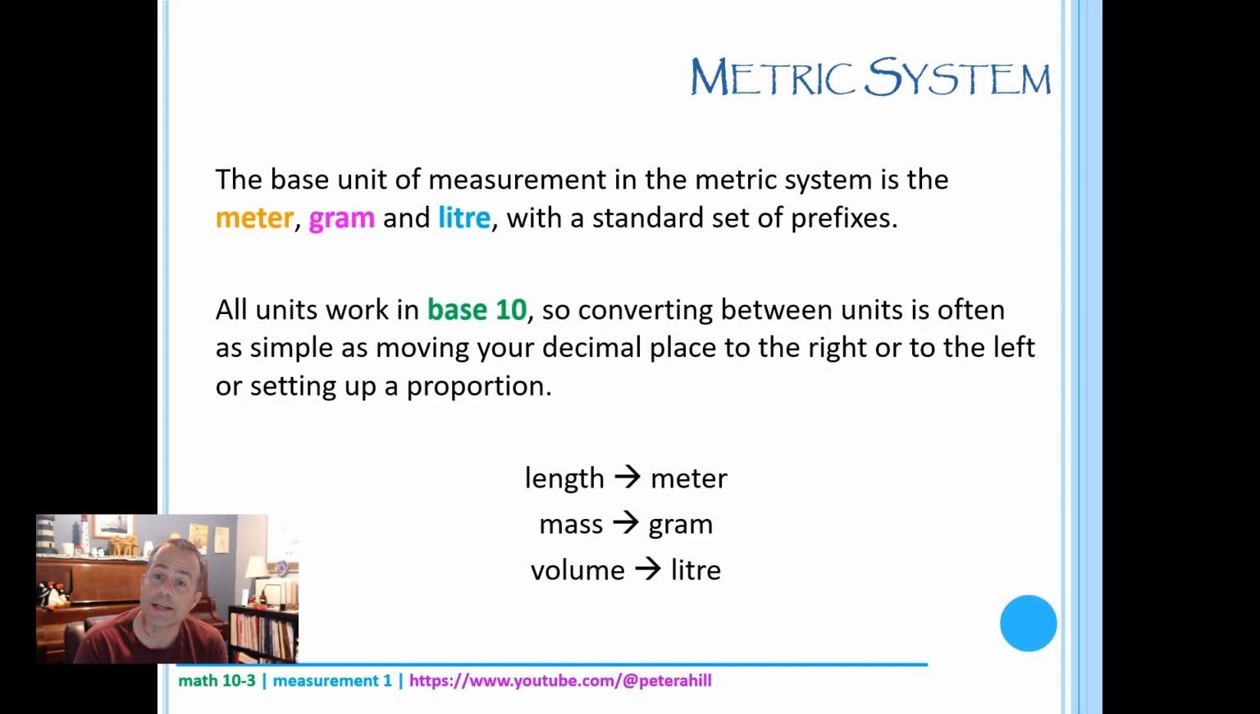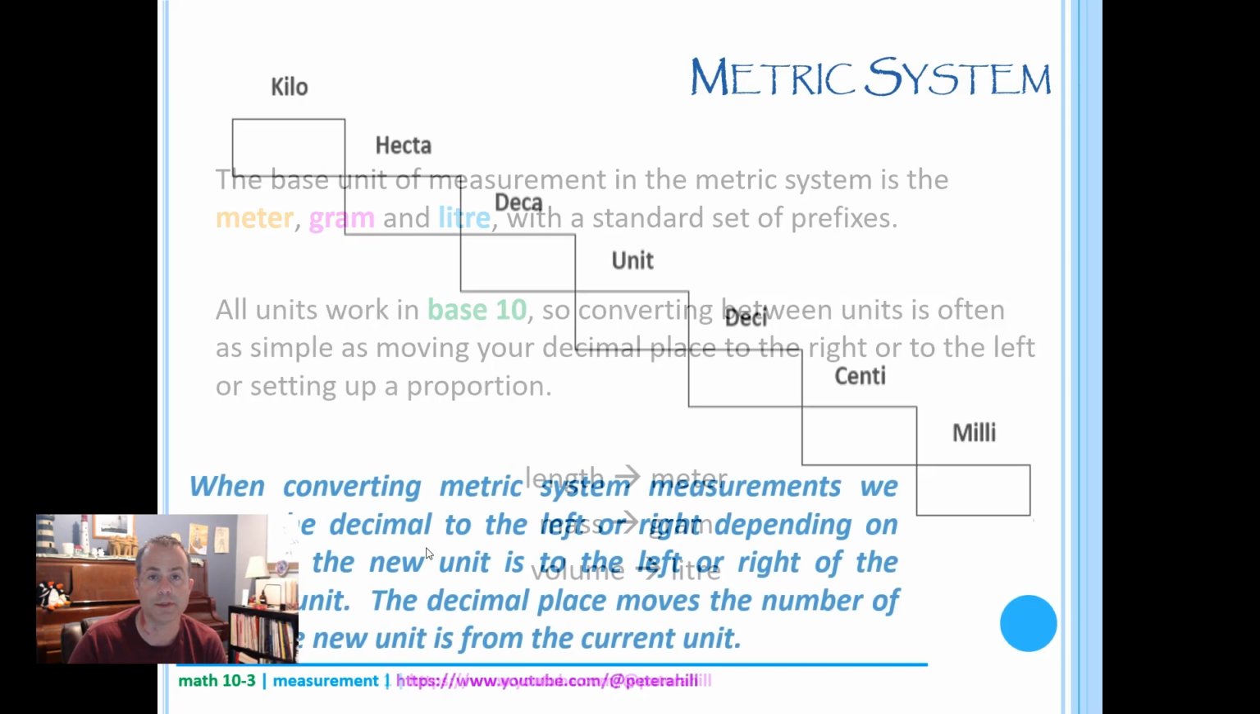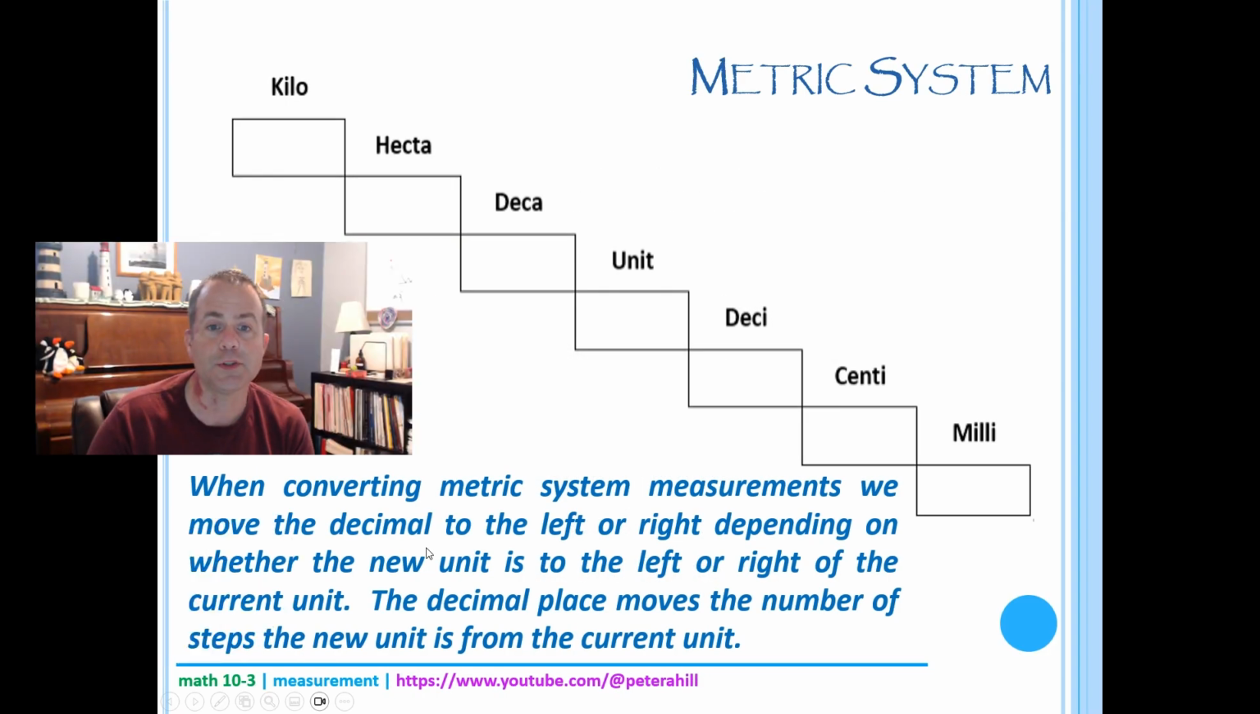And then we have a standard set of prefixes. The great thing about the metric system is everything works in base 10. So converting between units is often as simple as moving your decimal place to the right or to the left. And I'll show you that in 1 second. Okay. So I've already said this, but length here is meter, mass is gram, and volume is liter. Okay. So we have kilo, hecto, deca, unit, deci, centi, and milli.